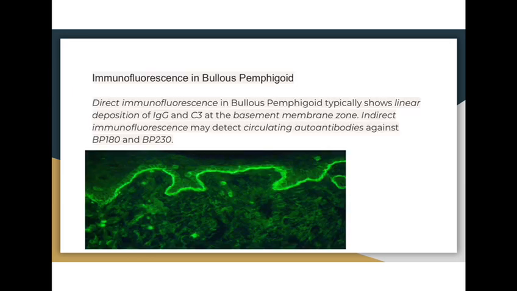Direct immunofluorescence in bullous pemphigoid typically shows linear deposition of IgG and C3 at the basement membrane zone. Indirect immunofluorescence may detect circulating autoantibodies against BP180 and BP230.